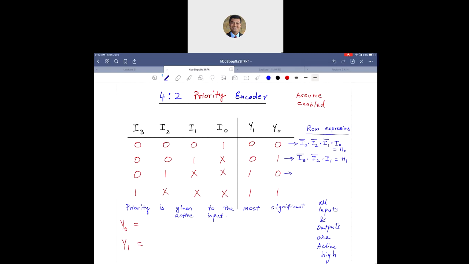Next. For the third row, I have I3 complement, I2, that's it. I1 doesn't matter, I0 doesn't matter. So I'm going to call that H2. And for the last one, I have what? Simply I3, H3.